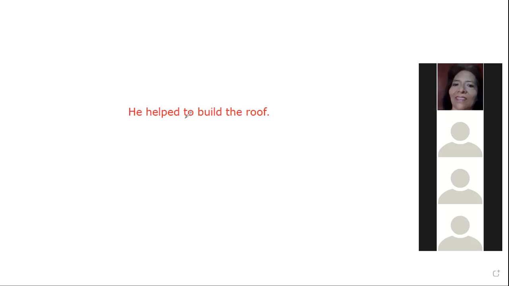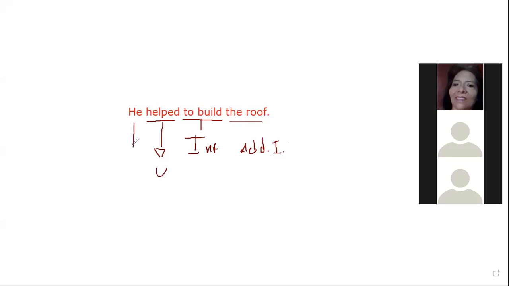I will do it this way. To build, this is the infinitive. And the roof, that is the additional information. And the verb is in past. This is the other structure that we can use for infinitive phrases. This is the verb, and this is the subject.